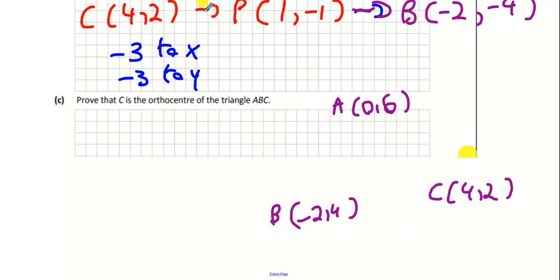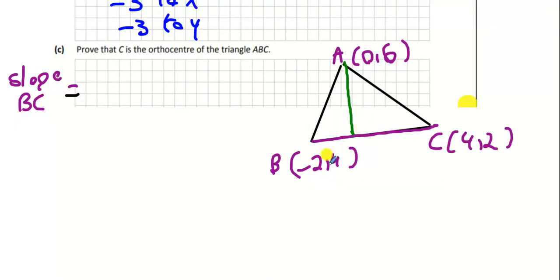Okay, and for argument's sake, we're just going to set up a triangle just to represent it. Now, here's what we're going to do with an orthocenter. The points are (-2, 4), (0, 6), and (4, 2).